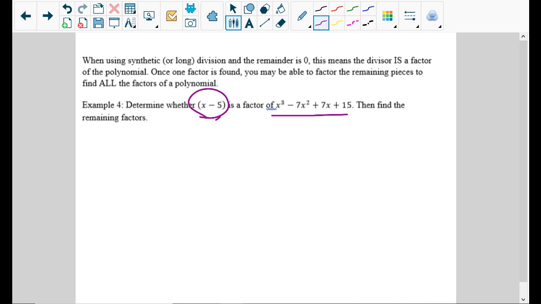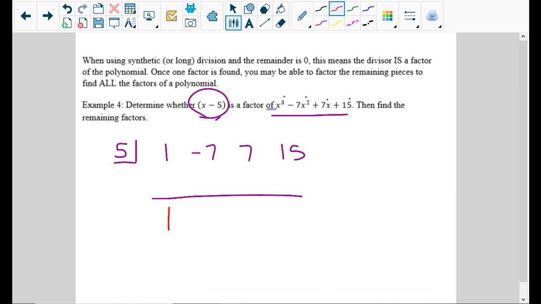Well, I can use synthetic division to find that out. So I'm going to put in my box, solve for the x minus 5, that puts a 5 in there. Again, check, make sure the exponents go down, 3, 2, 1, 0, we're good. Write the coefficients, so 1, negative 7, positive 7, and 15. So 1 comes straight down, we multiply by 5, negative 7 plus 5, I'm sorry, negative 2, multiply, 7 minus 10, multiply, and that gives me a negative 15, and leaves me with a 0.